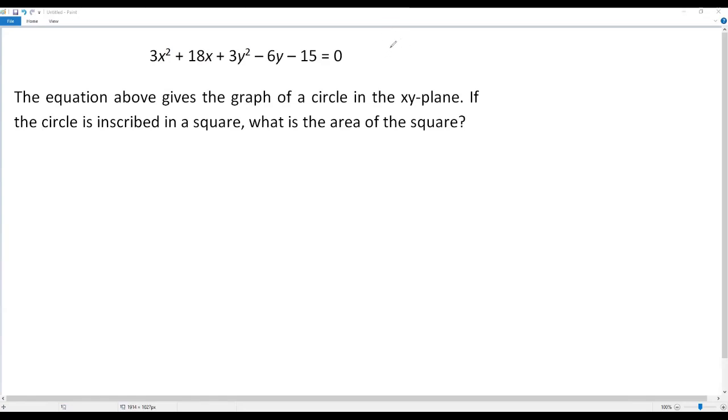Here we have a SAT math problem. Okay, let's go to the question. 3x² + 18x + 3y² - 6y - 15 = 0. The equation above gives a graph of a circle in the xy plane. If the circle is inscribed in a square, what is the area of the square?